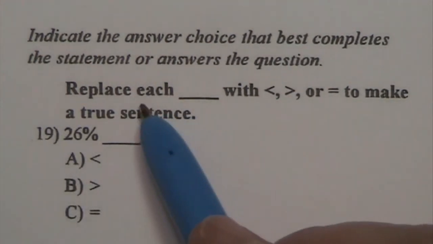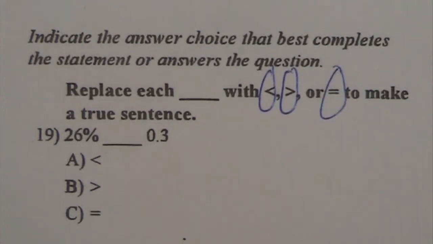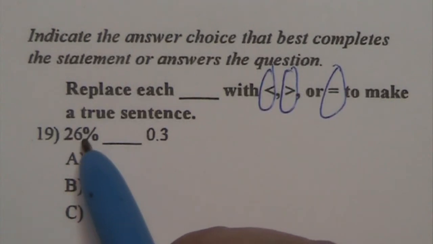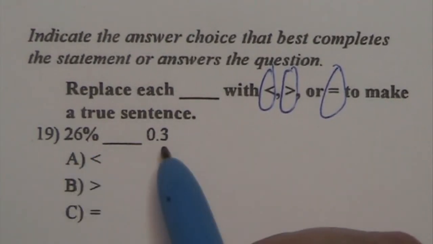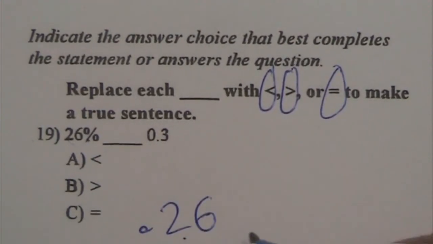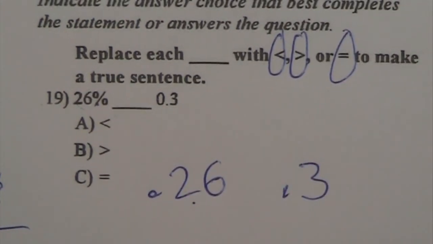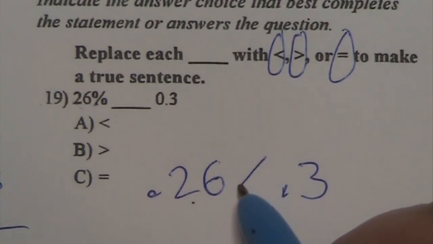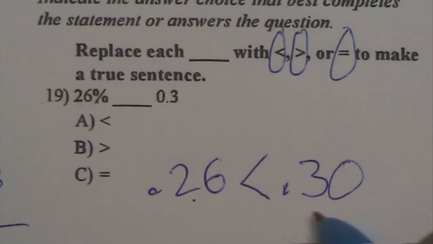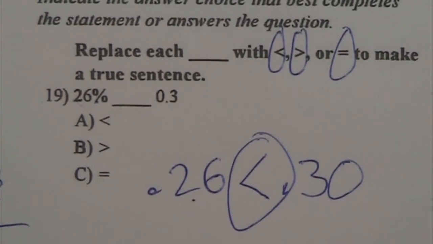Okay, number 19, we need to replace each blank with either less than, greater than, or an equal to make it true. One's a percent, one's a decimal. How about if we just make them both into decimals? That would be easy to compare. 26%, if I move the decimal over twice, it's 0.26. And this one is 0.3. So 0.26, well, that is smaller than 0.3. See if I put a 0 there, see how it's 0.30, 0.26? The answer is less than.